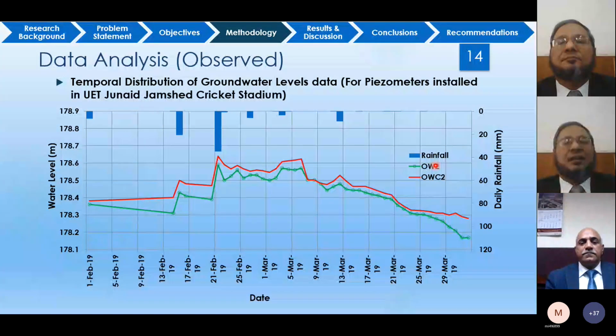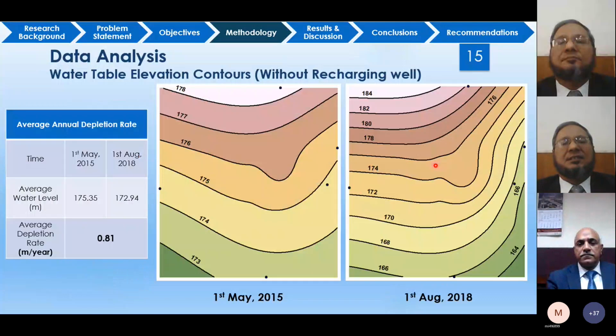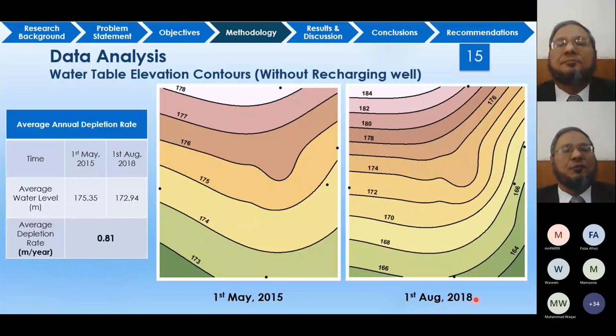And these are the results, spatial distribution of water table in May 2015, and then these are for August 2018. And here the results are summarized. The average water level in 2015 was 175.35 meter, the average level of the water table, whereas in August 2018, it was 172.94 meter. So which shows that the average depletion rate was 0.81 meter per year.